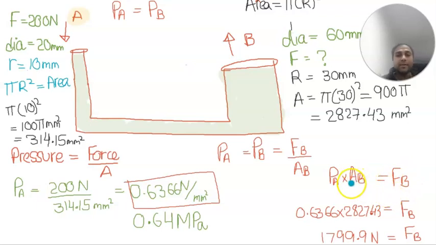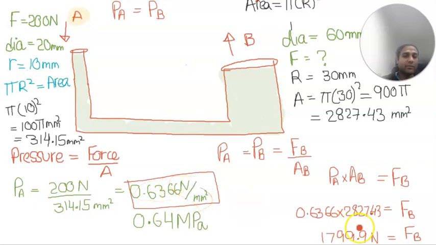Force at B is equal to area at B multiplied by pressure at B. But here I put the pressure at A. The reason is because the pressure at A is the same as the pressure at B, and we already found the pressure at A, which is here. I'm not going to use 0.64 megapascal. I am going to use Newton over millimeter square.